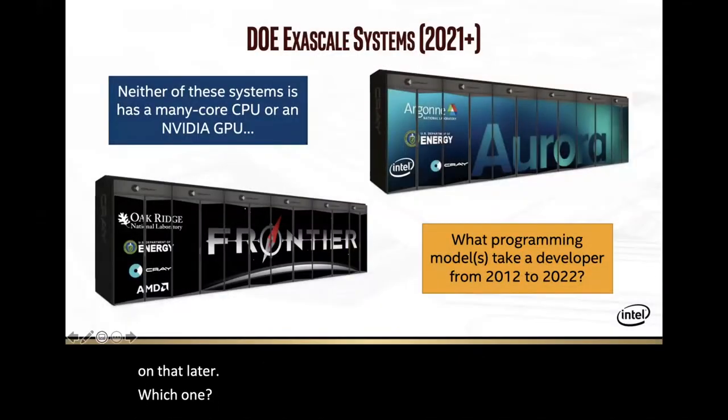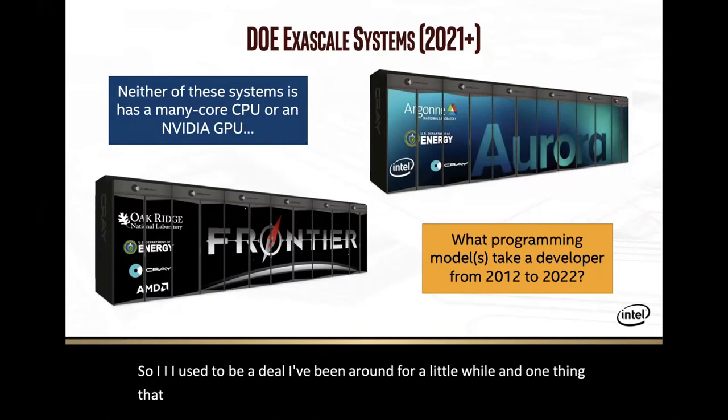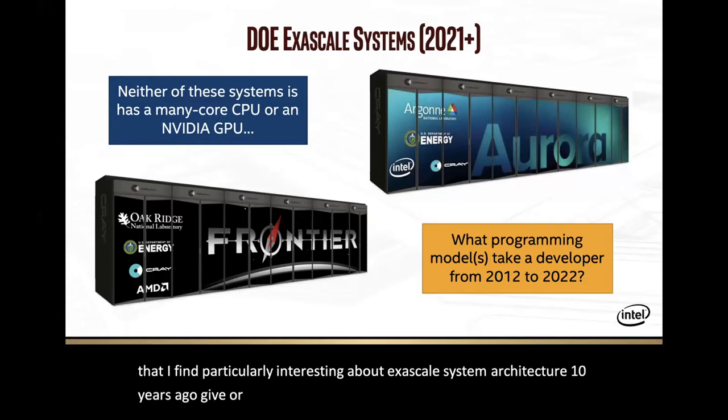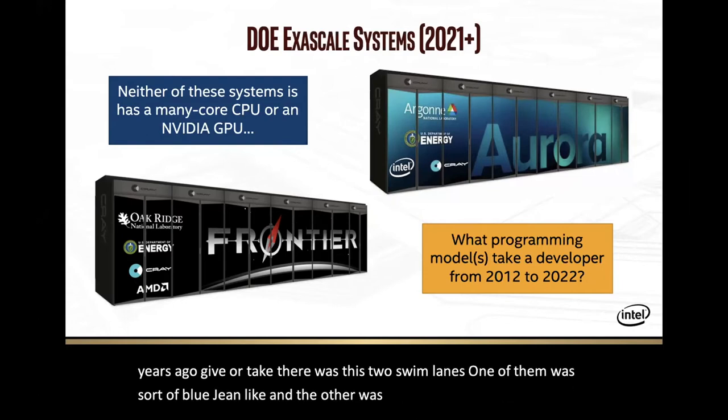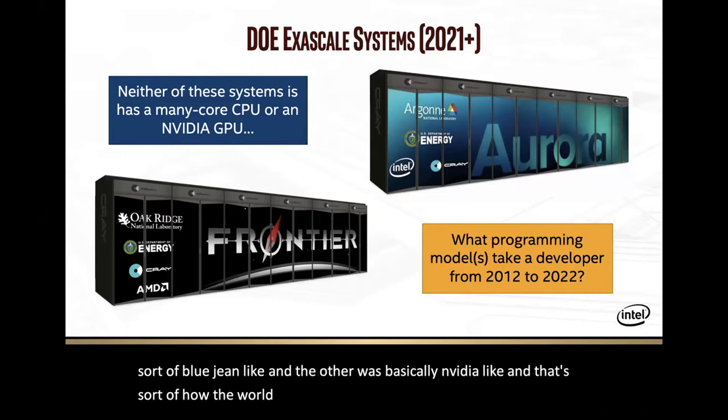So, I used to be at DOE. I've been around for a little while. And one thing that I find particularly interesting about exascale system architecture, 10 years ago, give or take, there were two swim lanes. One of them was sort of Blue Gene like, and the other was basically NVIDIA like. And that's sort of how the world was oriented. And we've done quite a bit of a rotation in some respects.